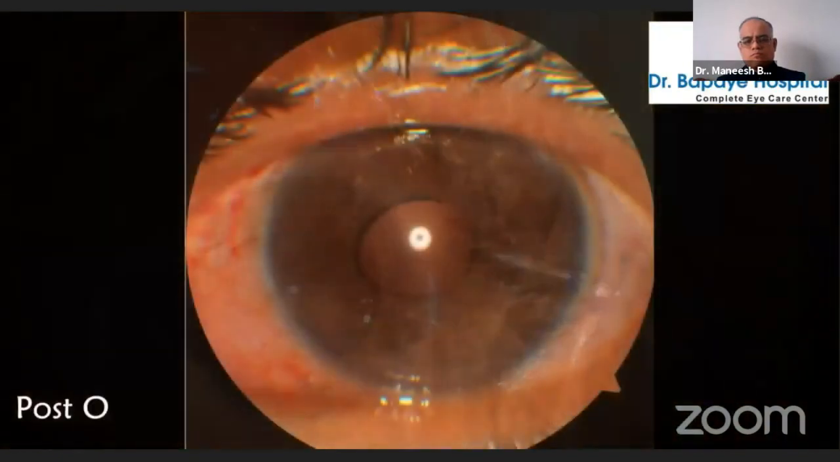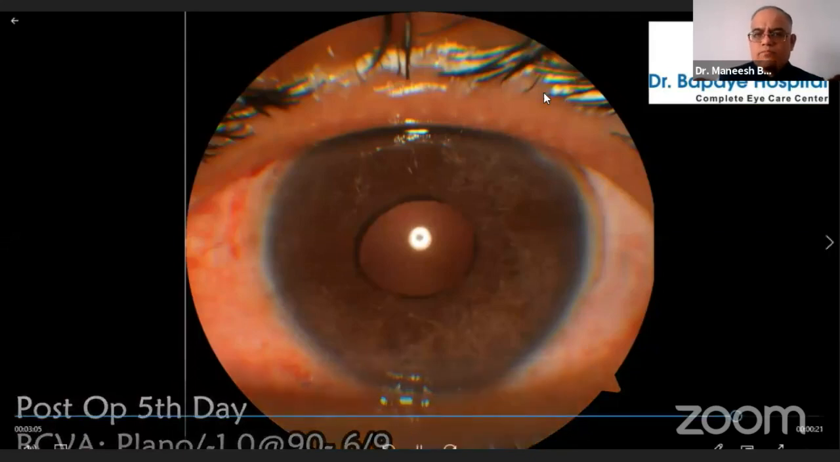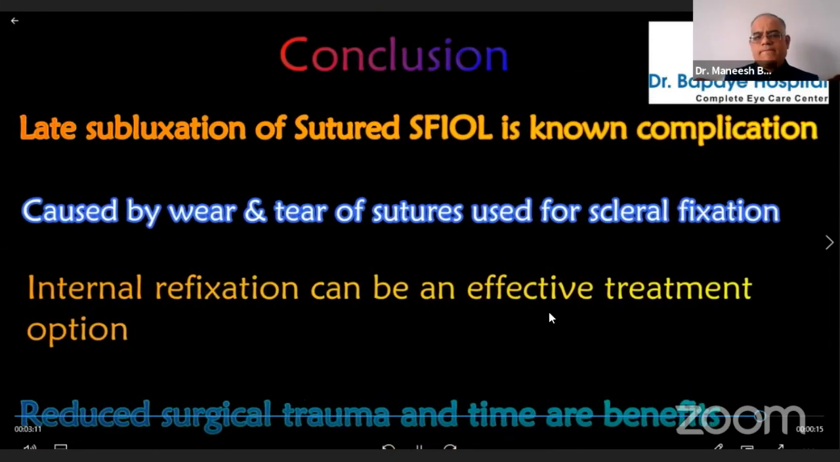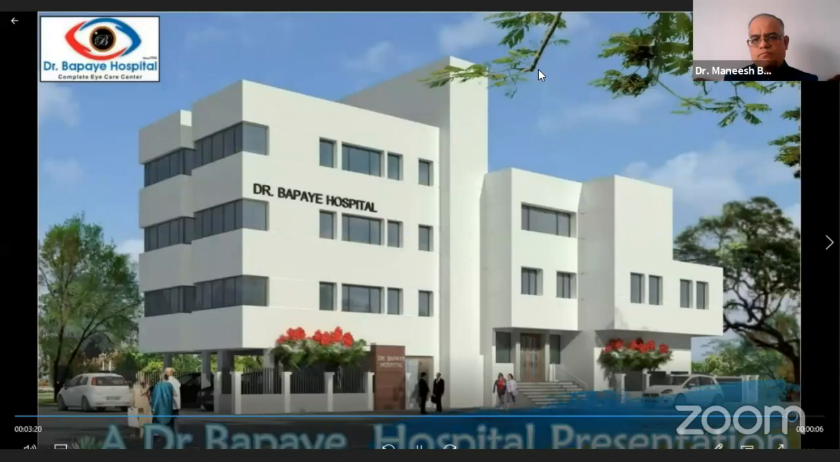On 5th postoperative day, patient had round pupil, well-centered IOL and BCVA of 6/9 with -1 cylinder at 90 degrees. In conclusion, internal refixation of subluxated sutured IOL can be done using this simple technique. It is a minimally traumatic procedure and it reduces surgical time as well as cost of the surgery. Thank you for your kind attention.